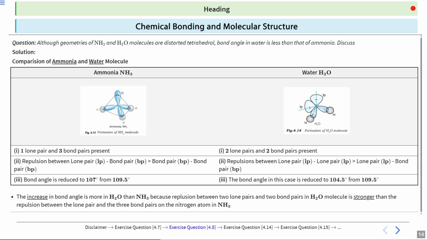So you can simplify this whole complicated term and say that due to the extra number of lone pairs, there is an increased repulsion, and that leads to a decrease of the bond angle from 109.5 to 104.5. Okay, so I hope we are clear on this question. Moving on to the next question.